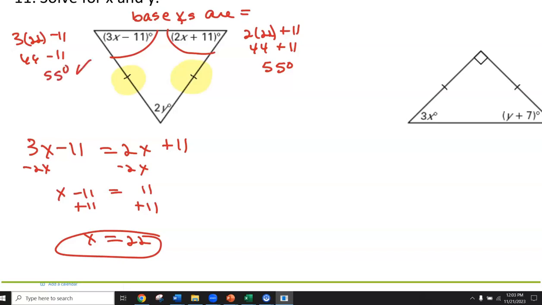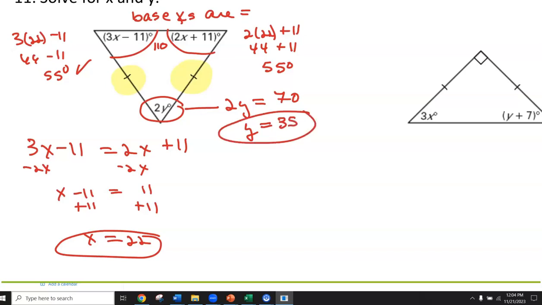Okay, they check. So if the base angles are both 55, how many degrees do you have so far in that triangle? You actually have 110 right now. So that means that this 2y has to equal 70 because you have 180 degrees inside the triangle. So y therefore has to be 35. And now we have both the values they asked for, x and y.